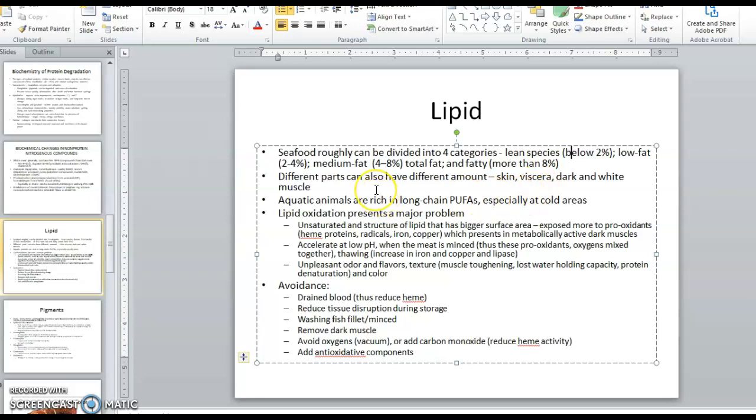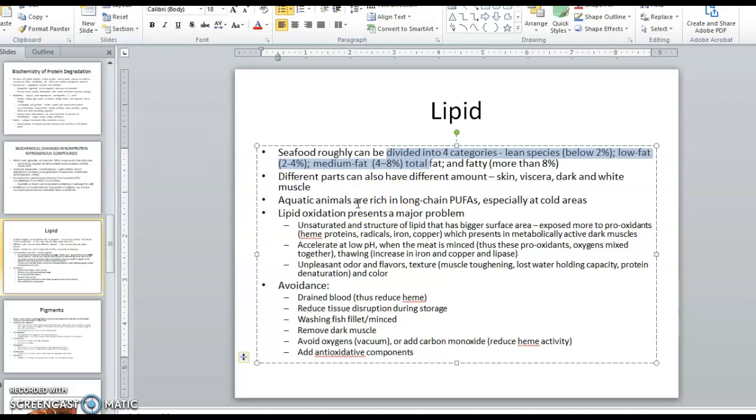However, different parts of the fish or the seafood can also have different amounts of fat. For example, the amount of fat at the skin, viscera, which is below the stomach, or dark or white muscle, they all can be different. So this classification is not very accurate. It's just one of the guidelines that is used to show the type of the species.